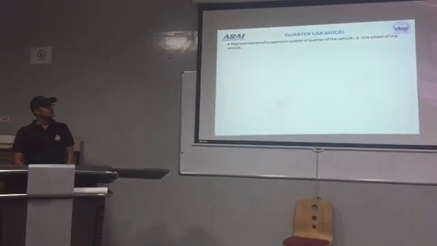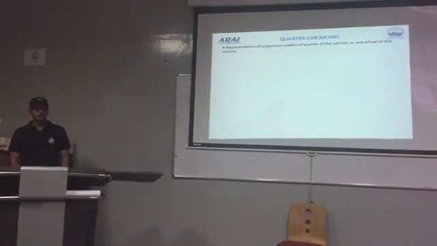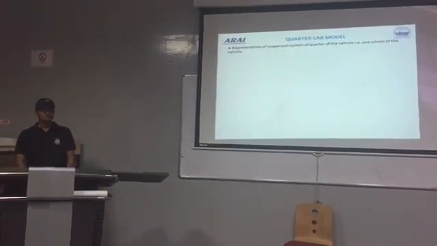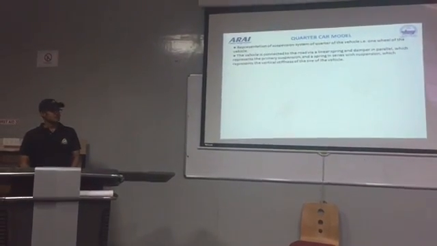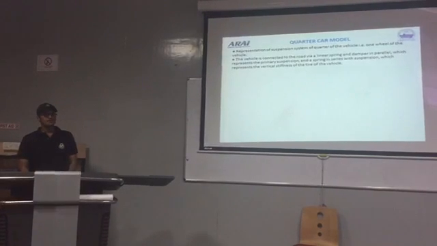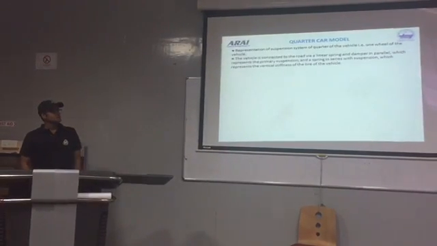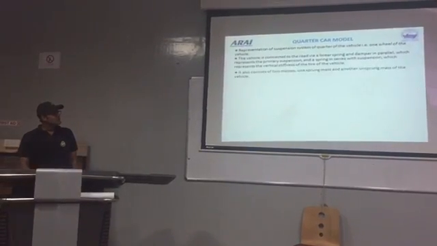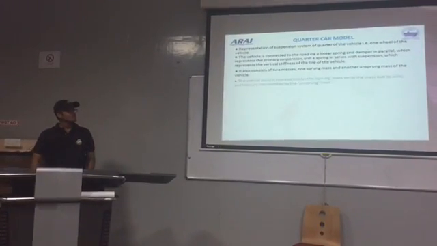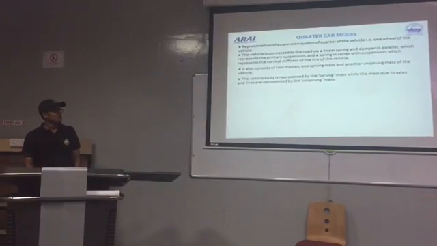The quarter car model represents the suspension system of a quarter of the vehicle, that is, one wheel of the vehicle. The vehicle here is connected to the road via a linear spring and a damper in parallel, which represents the primary suspension, which is in series with a spring that represents the vertical stiffness of the tire of the vehicle. It also consists of two masses, the unsprung mass and the sprung mass.